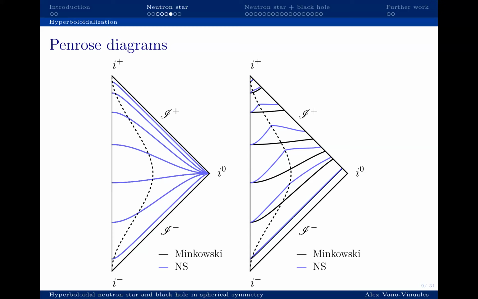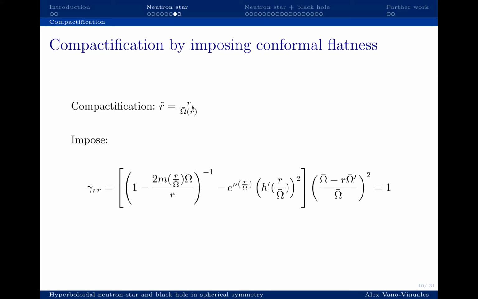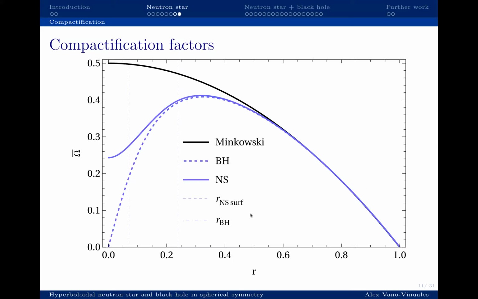And the final ingredient that, from my perspective, is needed to have initial data for a simulation is to now compactify these hyperboloidal slices that have been calculated. And the way, again, I'm used to doing is by introducing a compactification factor, which is this omega bar here. To determine it numerically, I impose that the gamma_RR component of the metric is conformally flat, which amounts to solving this equation where we have the boost and our different metric components.